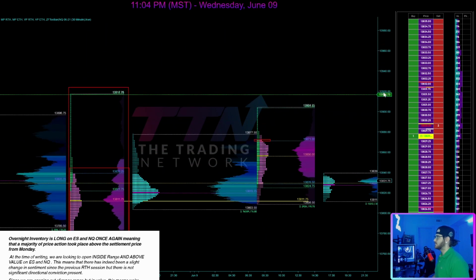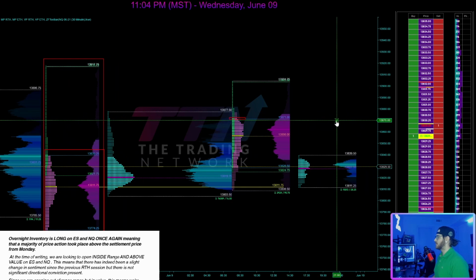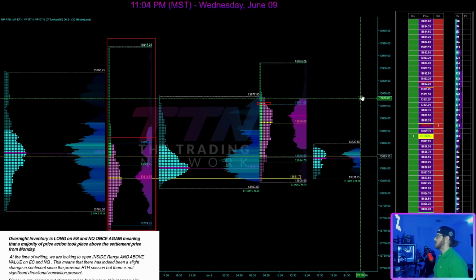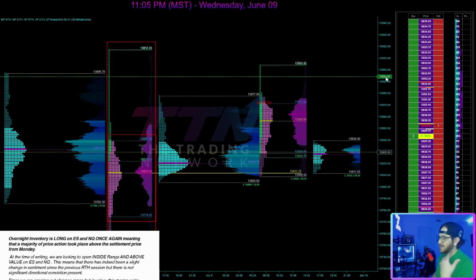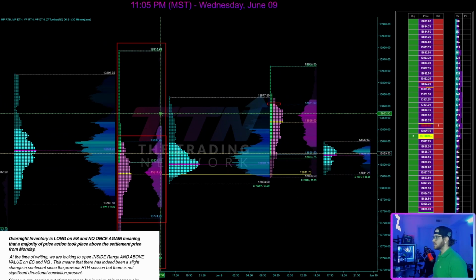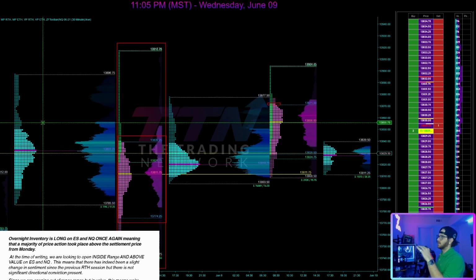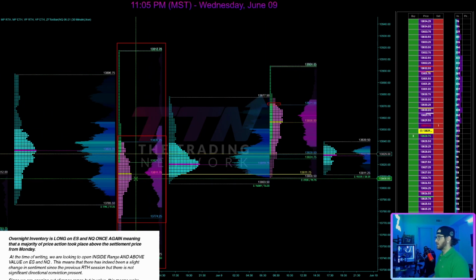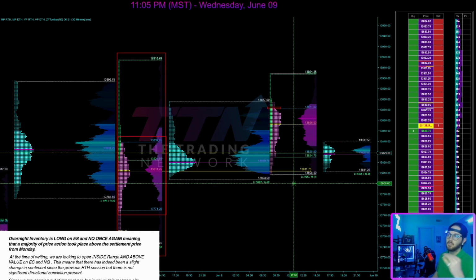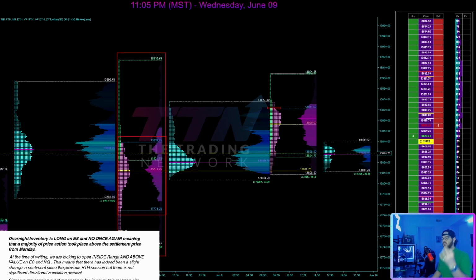So that is what that means for those of you guys that are new to the page, new to market profile, new to auction theory and auction profile analysis, if you will. This gives us an idea of how price is likely to move. Based on us opening above value, but still within range, that tells us that we are more likely to see a ranging day.